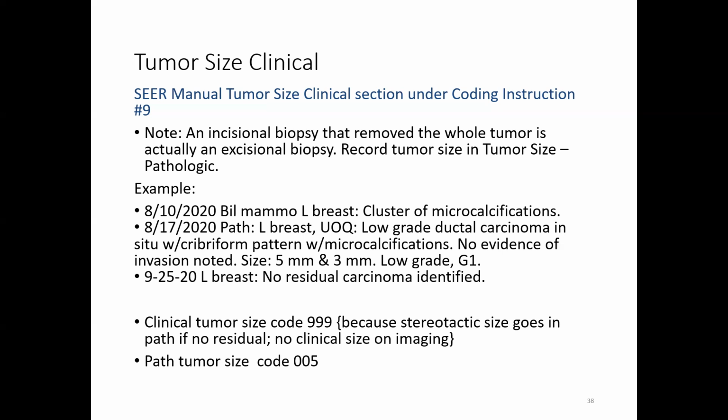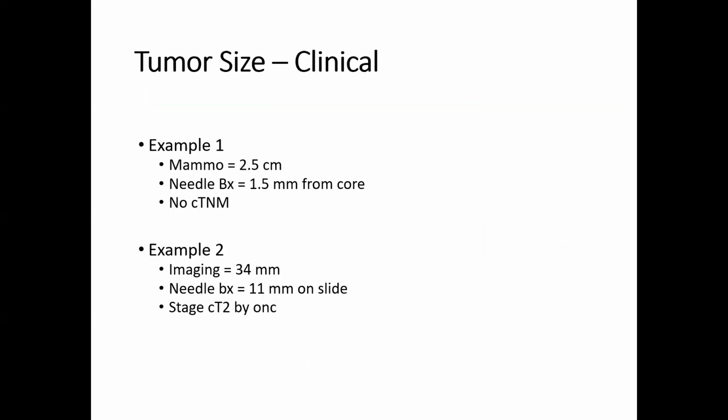if there's no residual. So you really didn't have a clinical size on imaging. And then your path tumor size code becomes 005. So this is confusing. It's not going to happen that often, but it does happen. And so you need to know how to implement those tumor size fields.